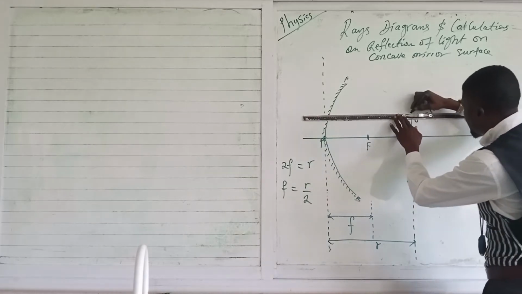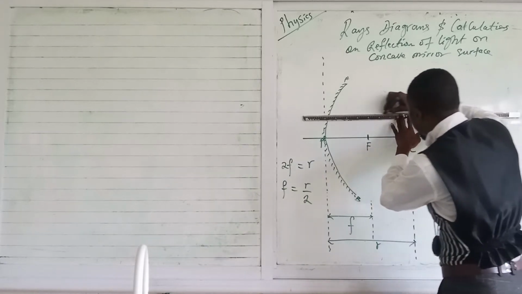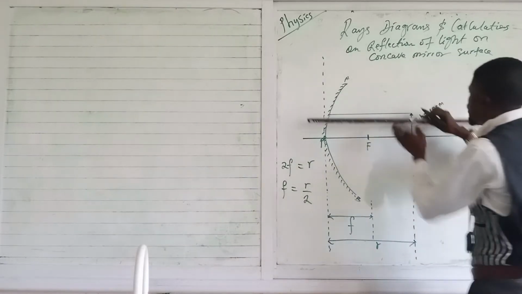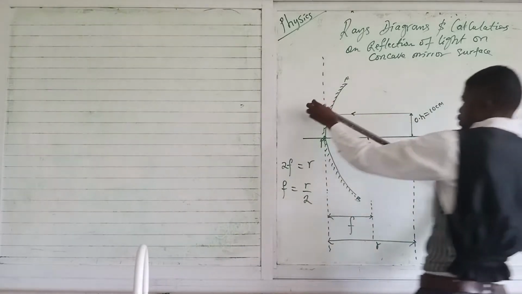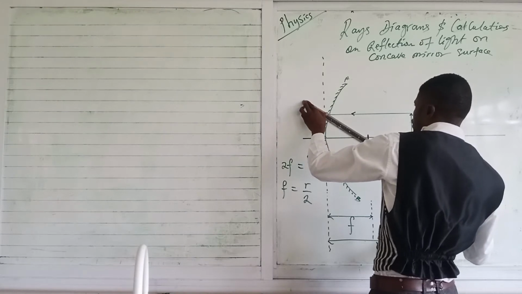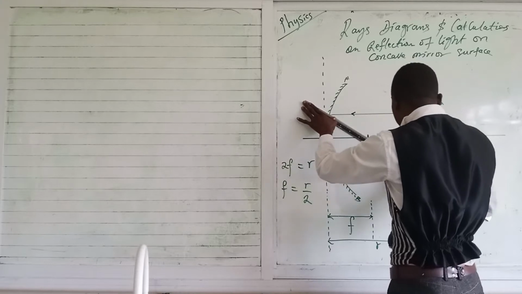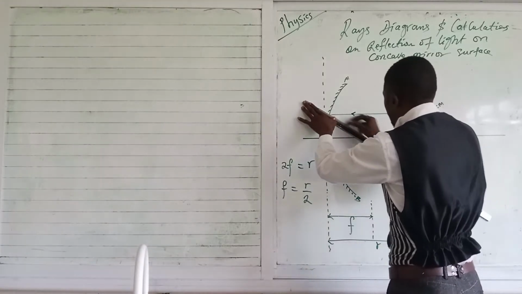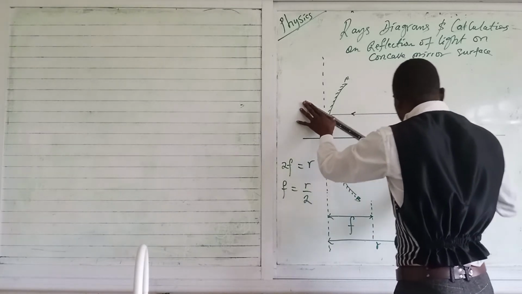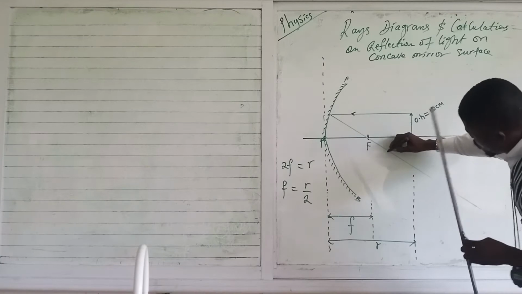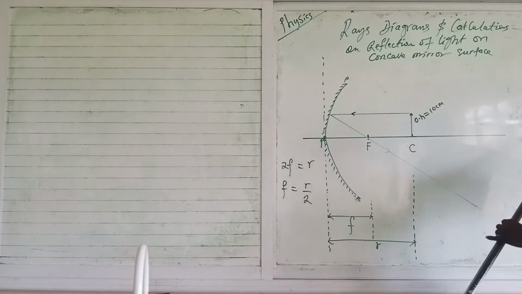Good. So, a ray of light passing parallel to the principal axis, after reflection, it must pass through the focal point. After reflection, it must pass through this place. So this is the arrow out. Good. Let's apply the other rule.